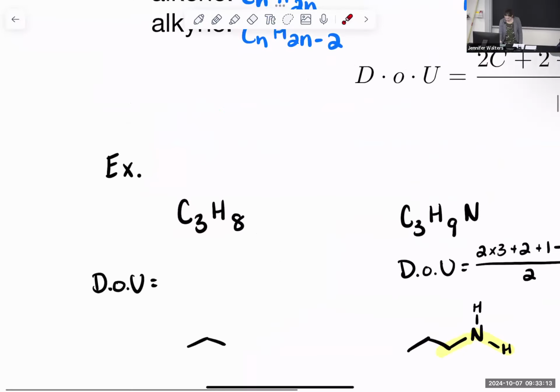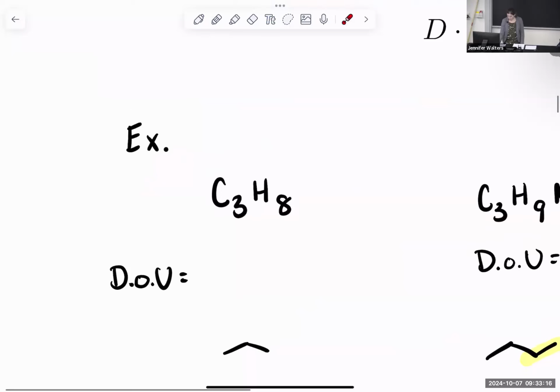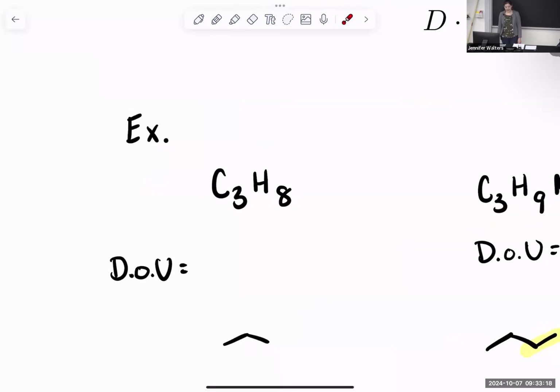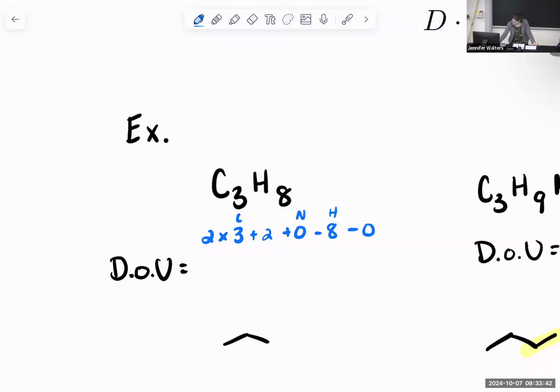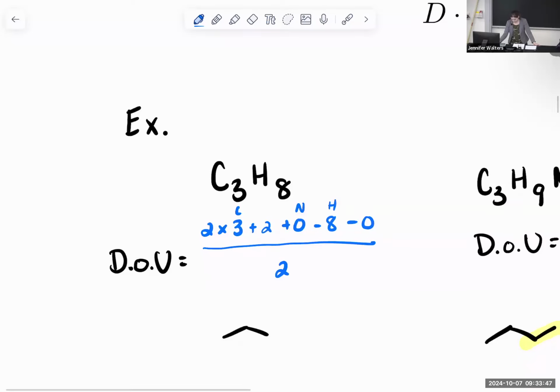All right, so let's look at this being applied. So I have C3H8. That means I'm going to do 2 times the number of carbons, which is 3, plus 2. Then plus the number of nitrogens, which is 0, minus the number of hydrogens, which is 8, minus the number of halogens, which is 0. And then all of that divided by 2.